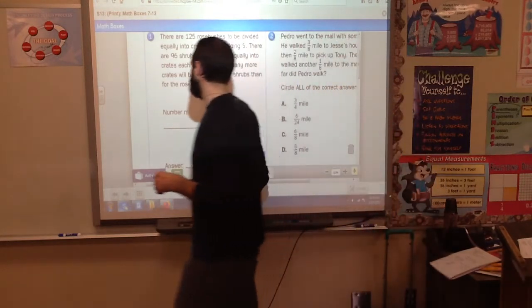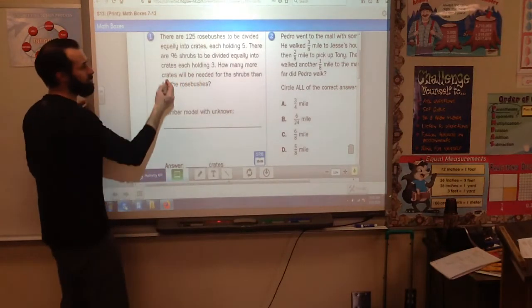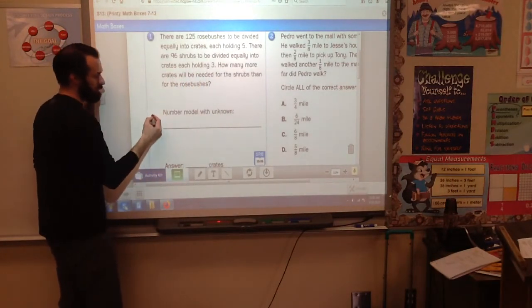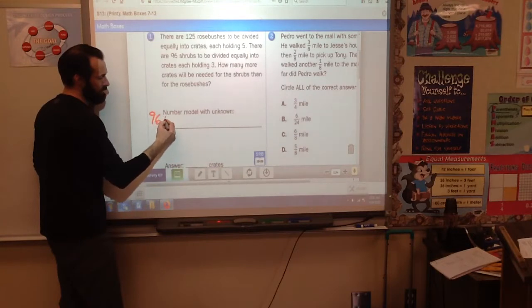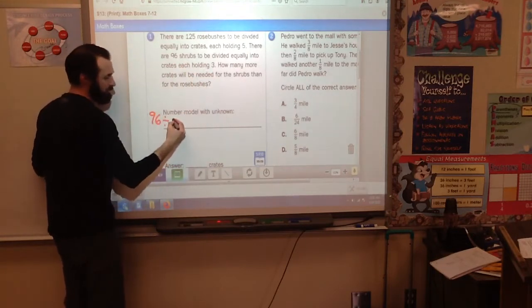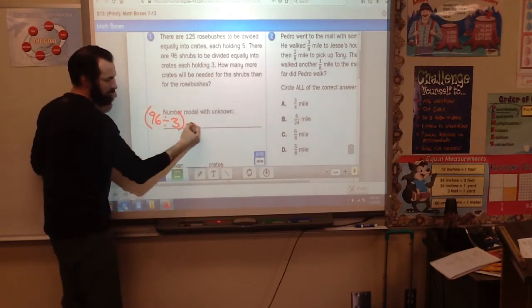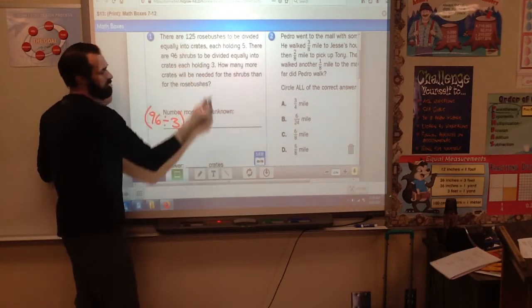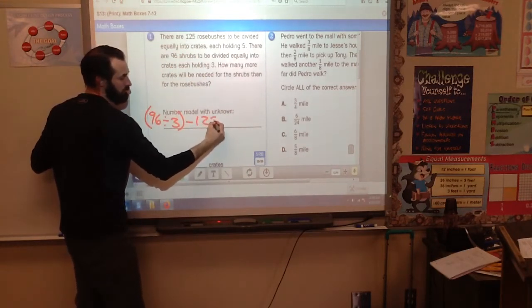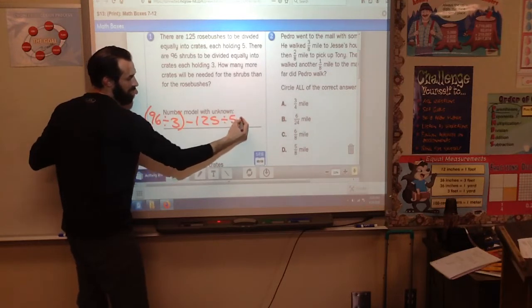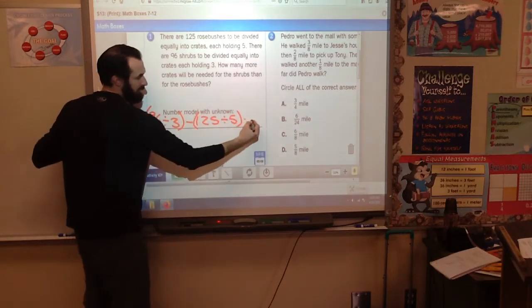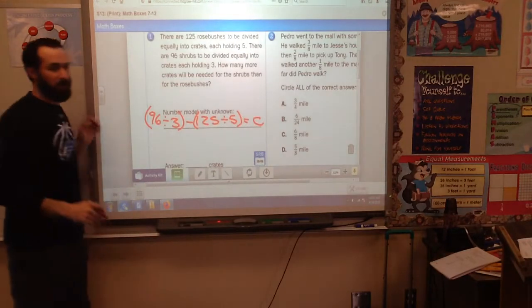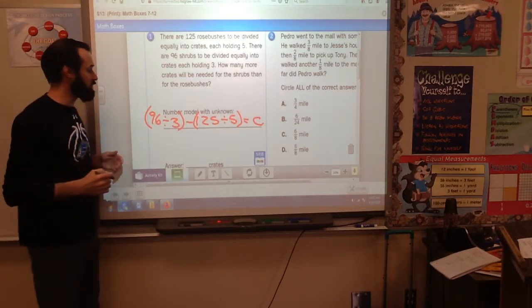So when we take a look at this, the first thing I'm going to do is the shrubs. 96 shrubs divided into groups of 3 minus the number of rose bushes, 125 rose bushes divided by 5. And that's going to equal the number of crates. And I did that with you in the math lesson, so you should have had that.